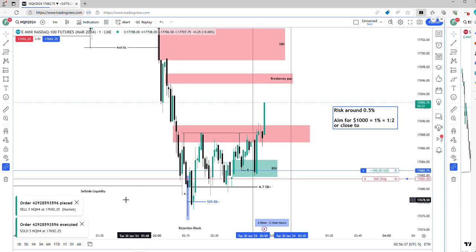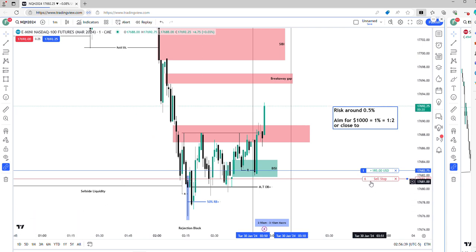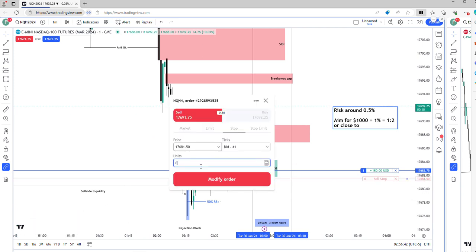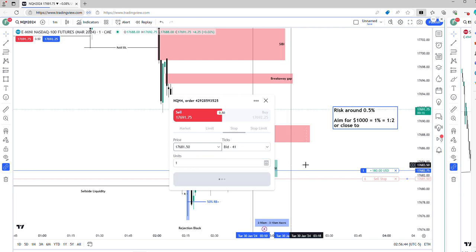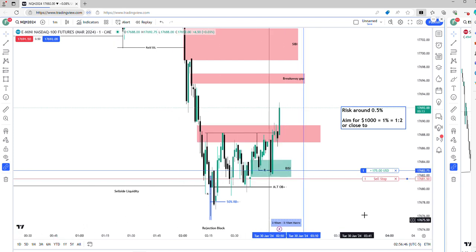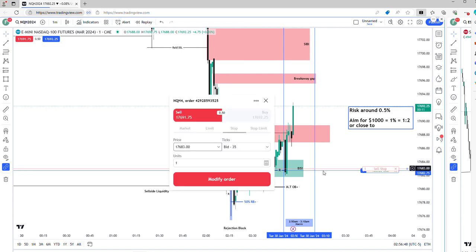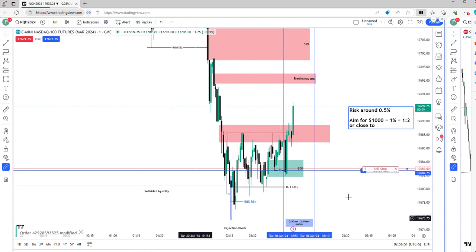So we're going to sell back 5. There we go, just as I said. Modify that order. And you know what, let's go risk-free, cover that cost. And let's just see where price wants to go.